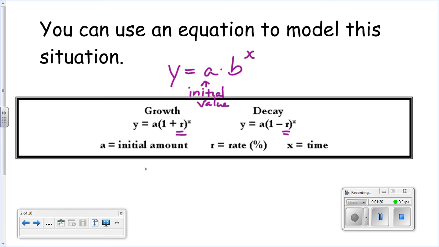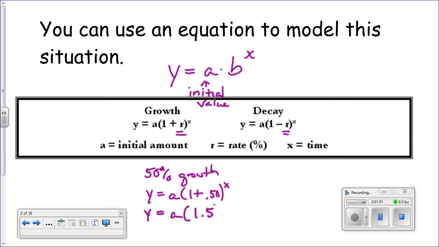So in other words, if it were 50% growth, then your formula would be y is equal to A, whatever your initial value is, times 1 plus 50% growth. We need to change 50% to a decimal. So there's your 50% growth. So this would actually be A times 1.5 to the x power.